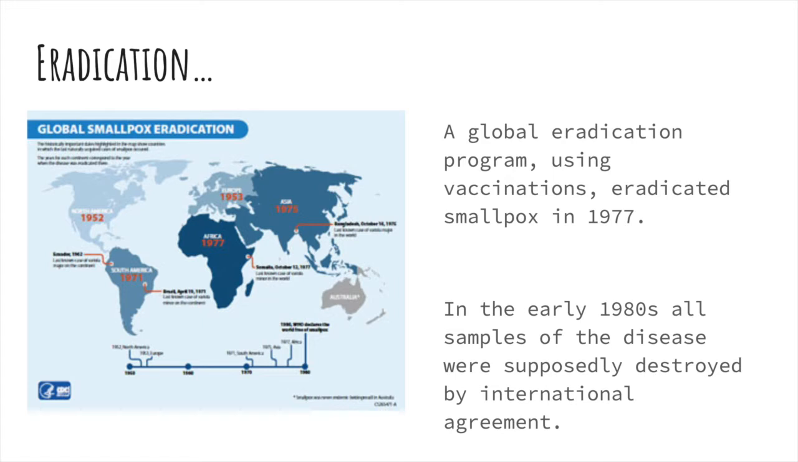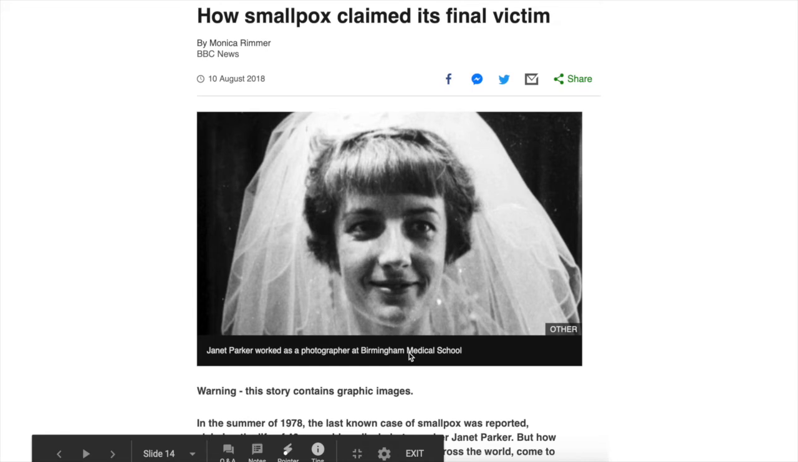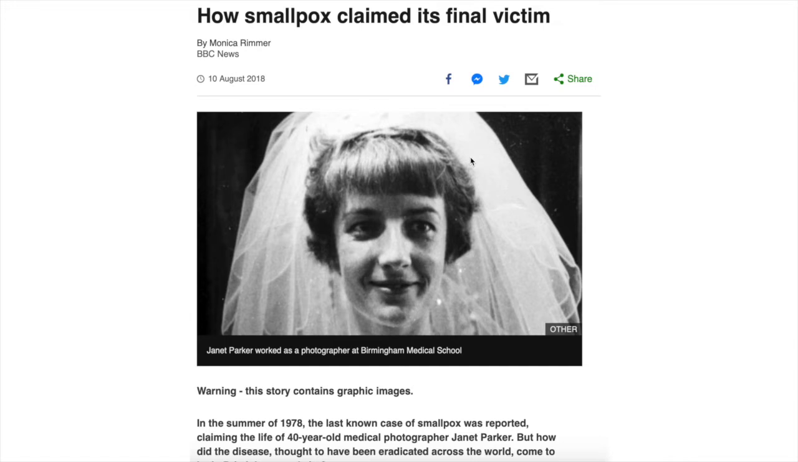Okay. So there was a final victim of smallpox, which was someone at Birmingham Medical School. I went to Birmingham University, which is on the same site of this. And this poor young woman, she was a photographer there. She went to take pictures around the medical school. And within a few days after that, she contracted smallpox. She got the symptoms and she died soon afterwards. And no one really knows exactly how she got it. They knew that there were smallpox samples within the medical school at the time, but they don't quite know how she was exposed to it.